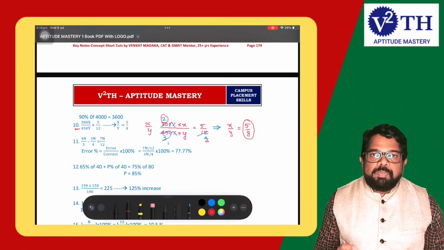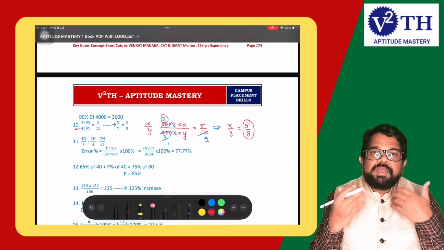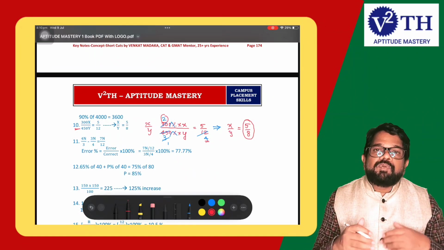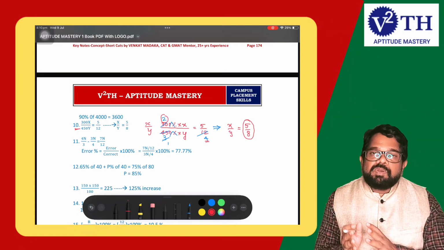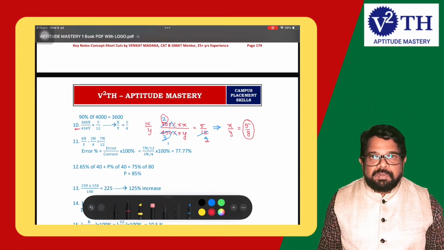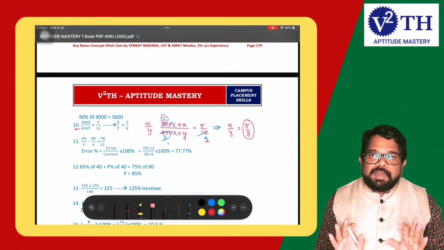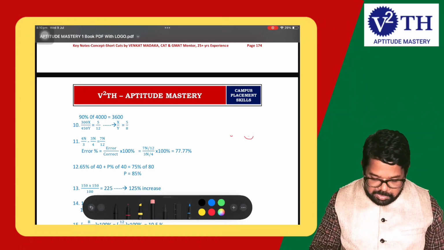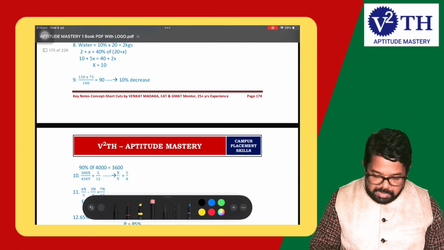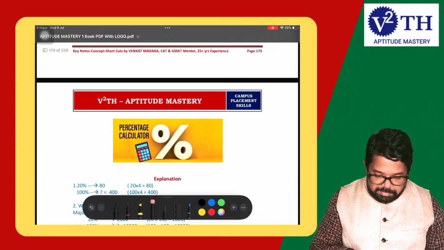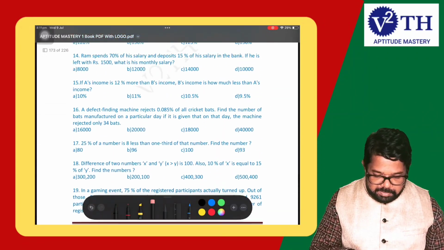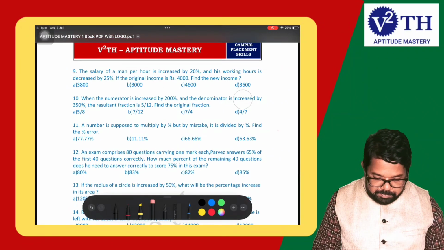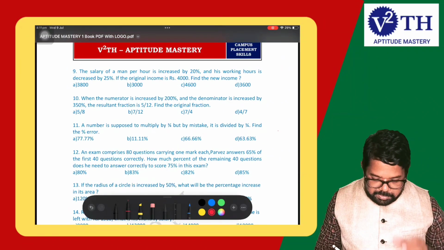Understood? Numerator is increased by 200% means 300% of x. Denominator is increased by 350% means 450% of y is equal to 5 by 12, as given. From that, simplify and calculate the value of x, and you get the answer. Now similarly you can go for question number 11. So what is question number 11? See here, what is there in question number 11?